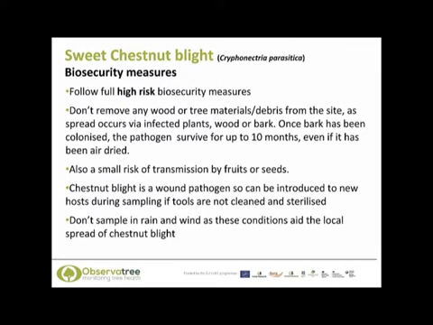Chestnut blight is a wound pathogen, and so it can be introduced to new hosts during sampling if tools are not cleaned and sterilised. Cryphonectria parasitica is treated as a European Union quarantine organism, which means that movements of planting material must be free from it, with plant passports issued to provide an assurance of compliance with requirements and to ensure the traceability of material.